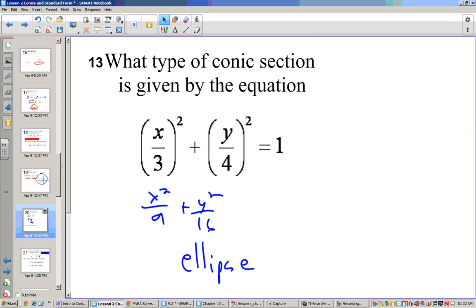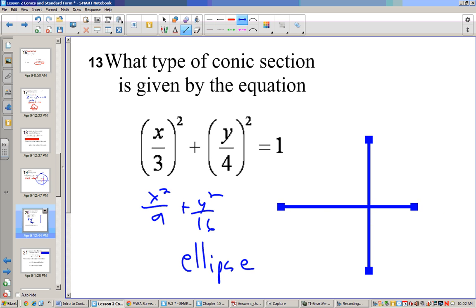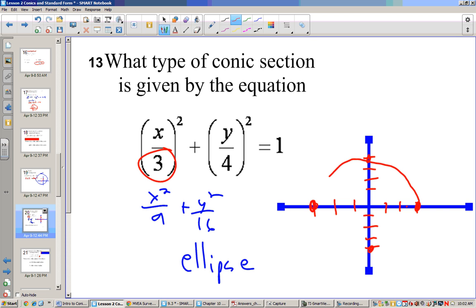So if we look back at this problem I wanted to graph it. It doesn't move to the left or to the right. However, our horizontal radius is 3, so there's going to be a point 3 to the left and 3 to the right. Our vertical radius is 4. And so here is our ellipse.